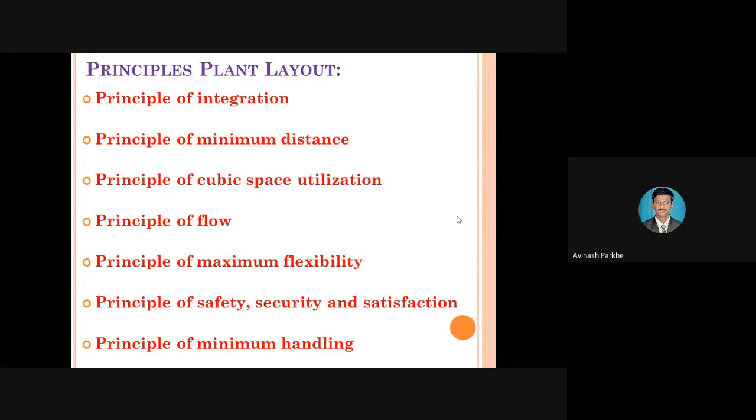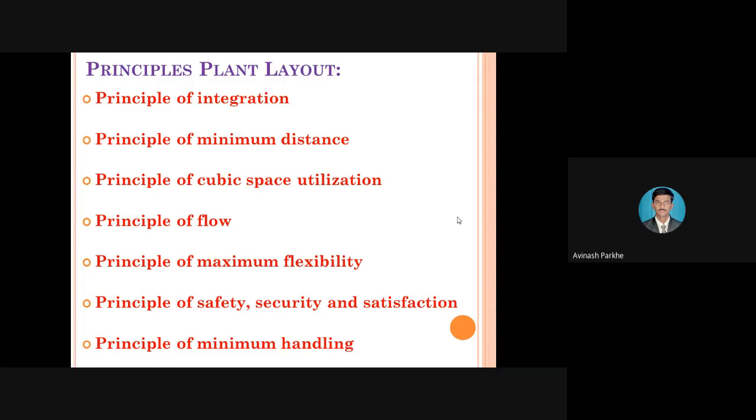And if the proper utilization of the space is not taking place, there may be a possibility of accidents. At one location only machines are there, at one location only raw material is there, at one location only the finished products are there. Due to those situations, there may be a possibility of accidents happening in the industry. So in order to avoid those situations, we have to use this third principle, which is called the principle of cubic space utilization.